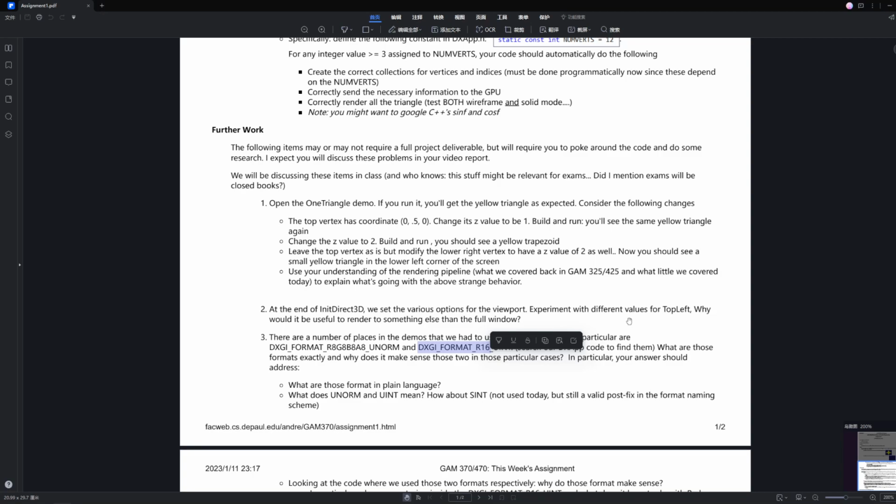For this one, it means we now have a 16-bit unsigned integer format that supports 16 bits for the red channel, and this one simply stands for signed integer. It means we have a 2-byte unsigned short data type to store the triangle indices, and yeah, that's it. Thank you.